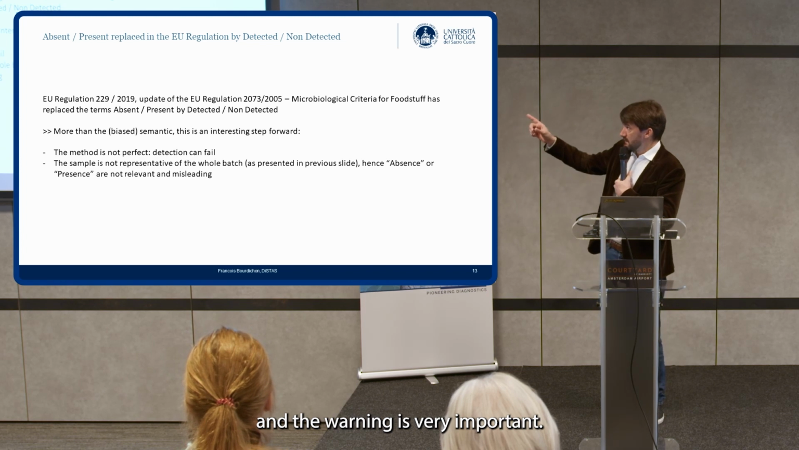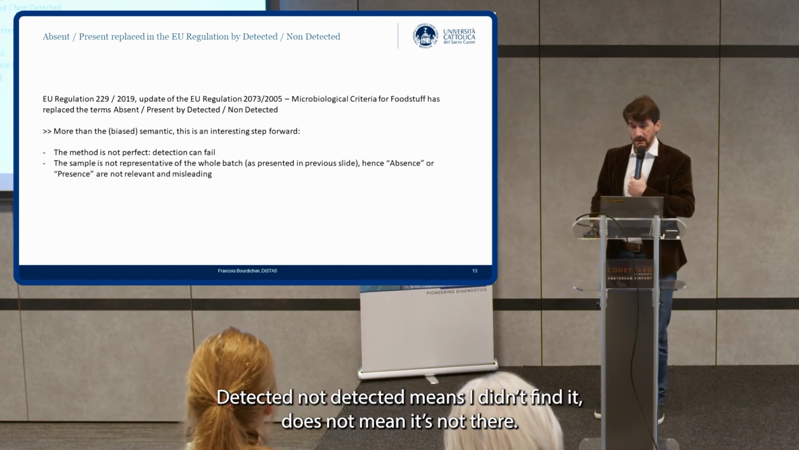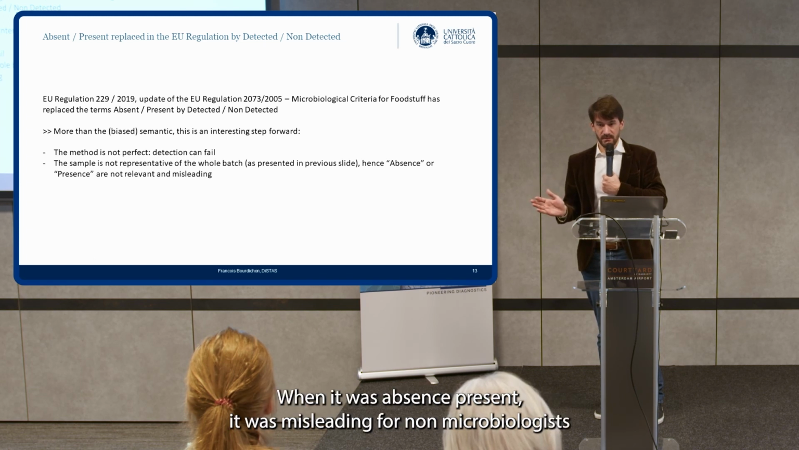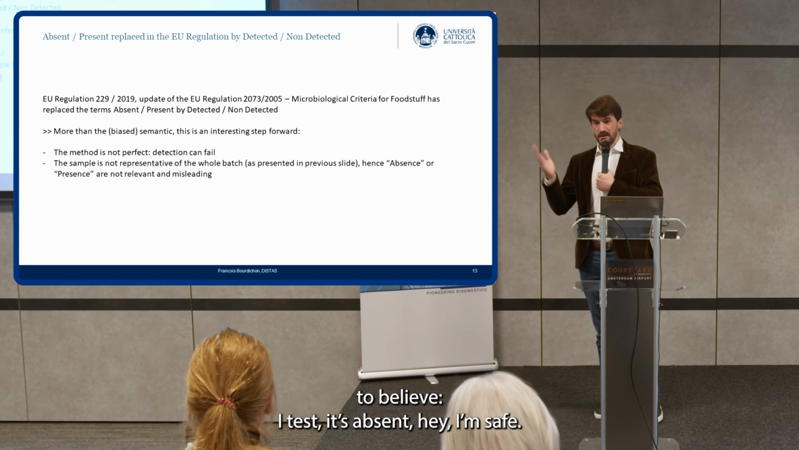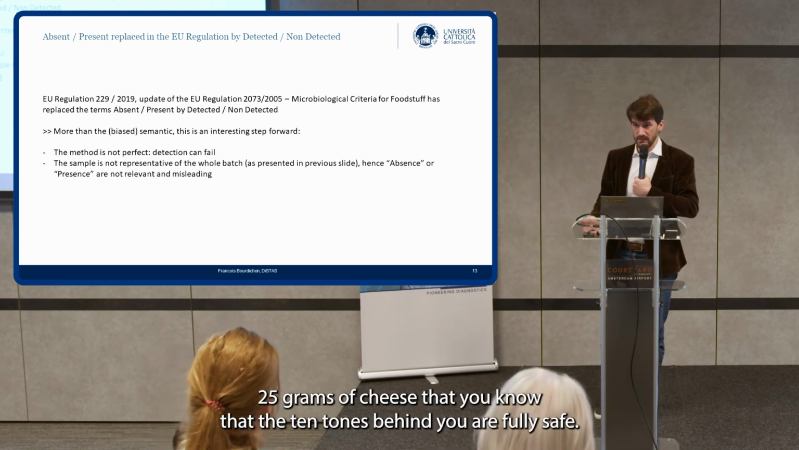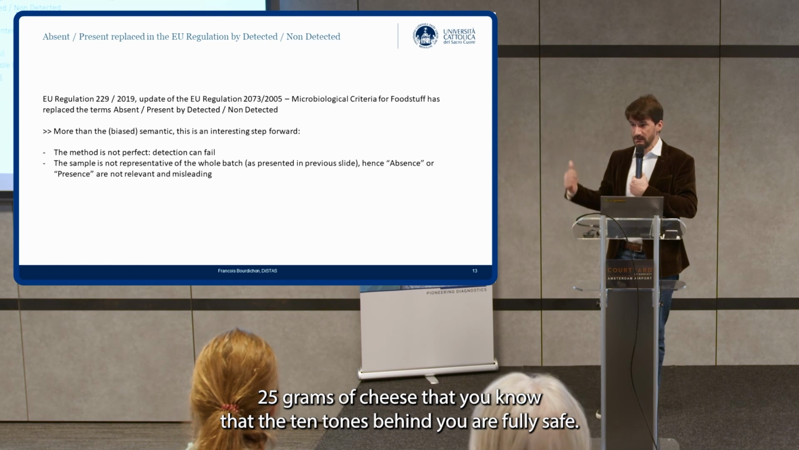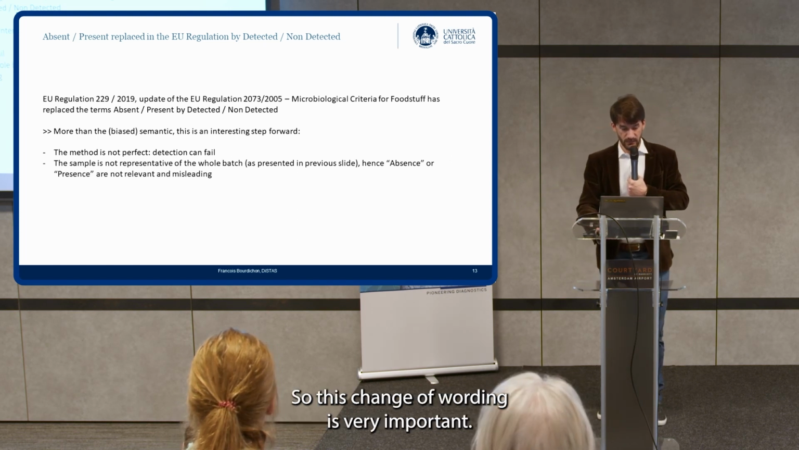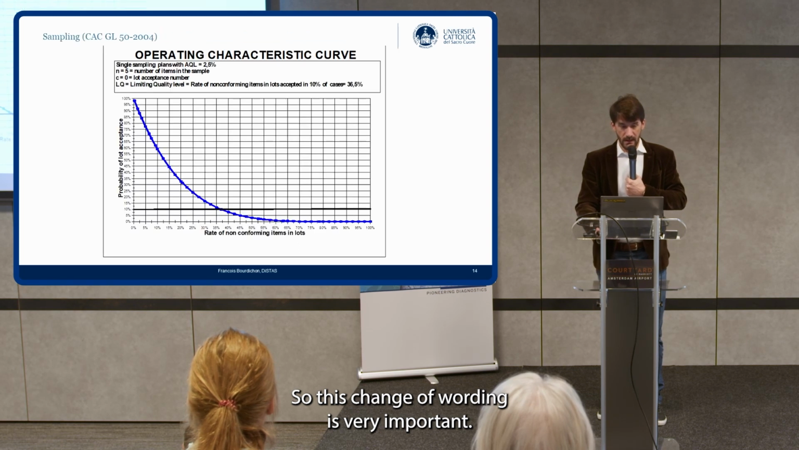And the wording is very important. Detected, not detected means I didn't find it. Does not mean it's not there. When it was absent/present, it was misleading for non-microbiologists to believe I test, it's absent, hey, I'm safe. But it's not by testing 5 times 25 grams of cheese that you know that the 10 tons behind you are fully safe. So this change of wording is really important.